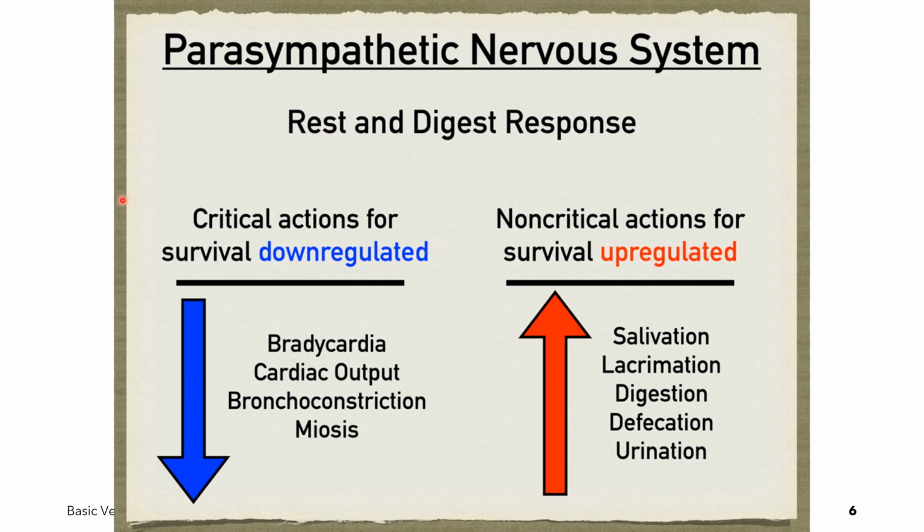On the other hand, it downregulates the critical actions for survival. So it decreases the heart rate, which is known as bradycardia. It decreases the cardiac output, and it also decreases the function of the bronchioles. So there is a constriction of the bronchioles, and miosis or a constriction of the pupil.